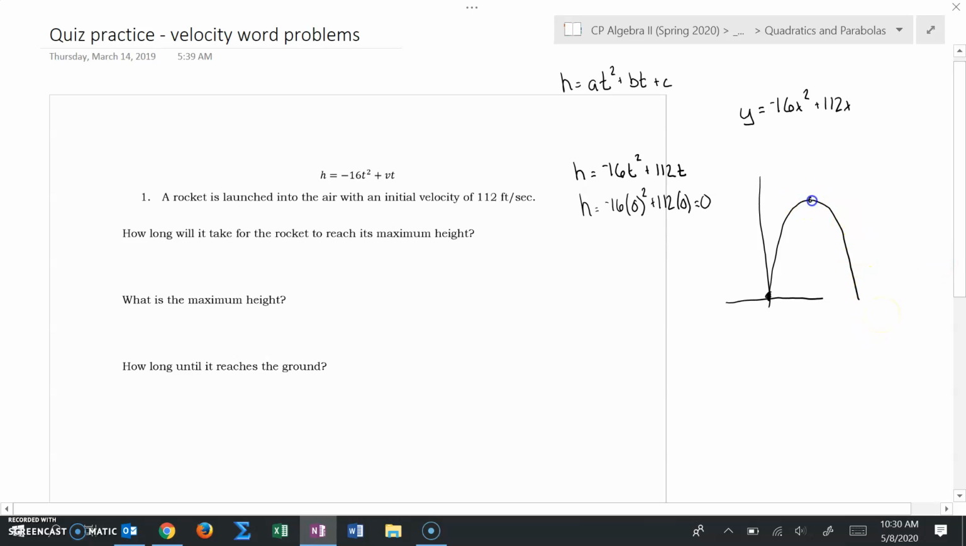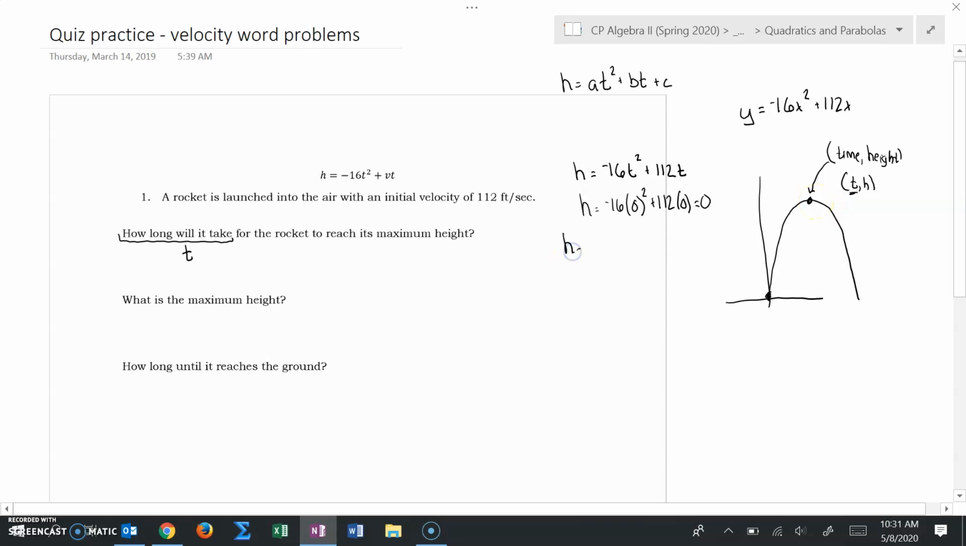So really, this key here gives us that ordered pair would be time and height, or your t and your h. So instead of x comma y, we have t comma h. So this vertex here represents a maximum height. So to answer the questions when it says how long will it take, they're looking for a t value. How long will it take for the rocket to reach its maximum height? They're looking for that t value of the vertex.